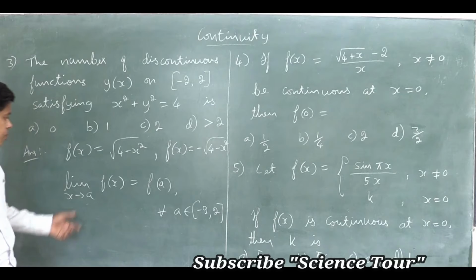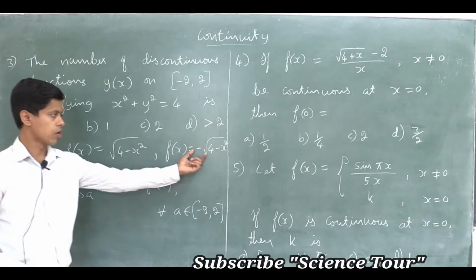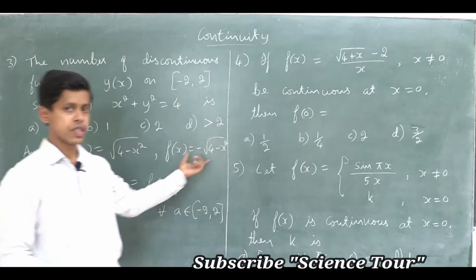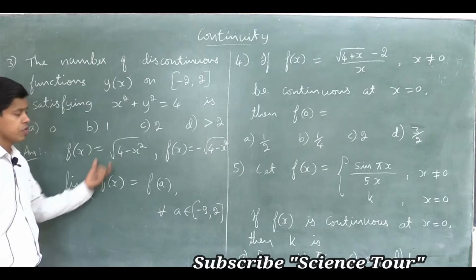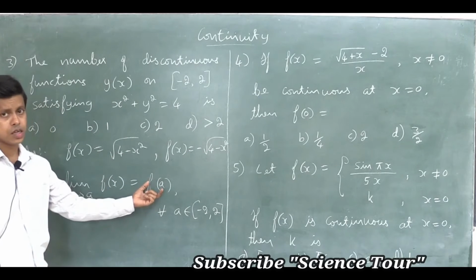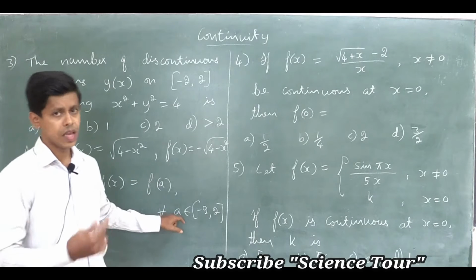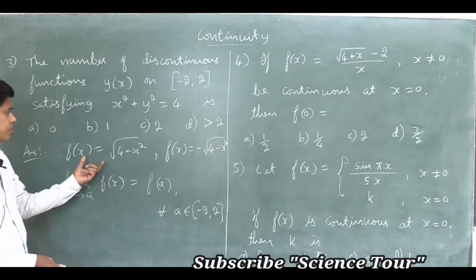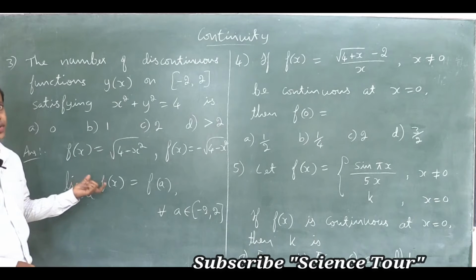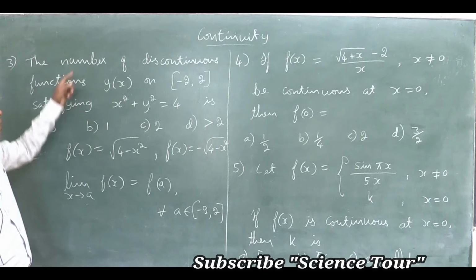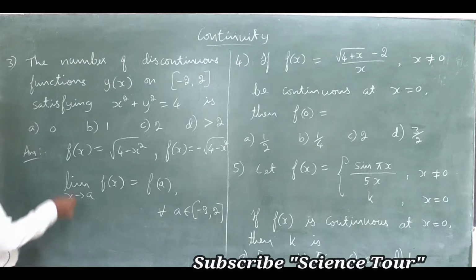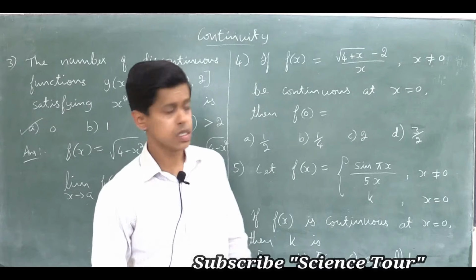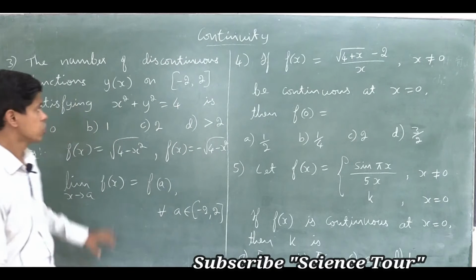And similarly you can check for negative of square root of 4 minus x square. Even there the limit value of the function will be equal to the function value at every point in the interval. So the function is continuous everywhere. If it is continuous everywhere, what is the number of discontinuous values? 0. Therefore option A is the correct answer for the third question. So much for the third one.